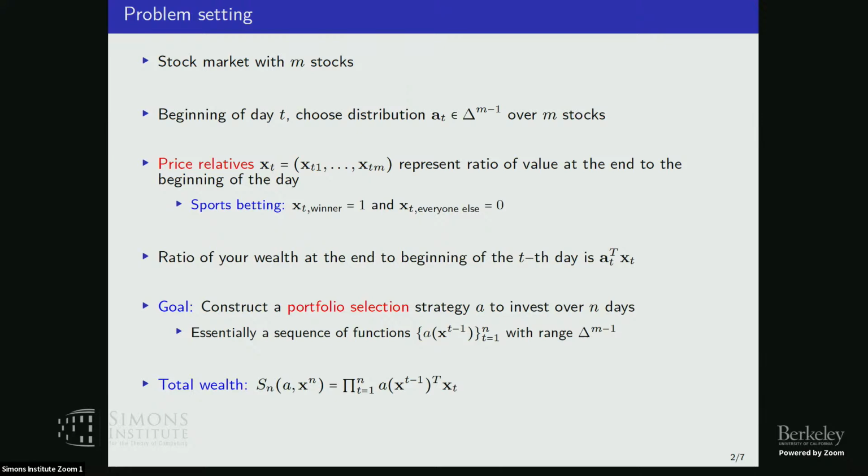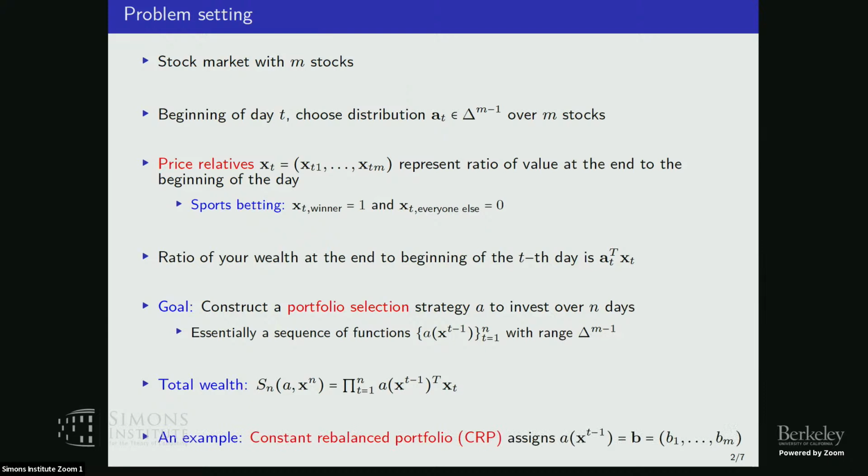So on each day, you get a probability distribution over 1 through M. And if you sequentially invest over N days, the ratio of your wealth finally to that on day number 1 is just the product of your ratios each day. And then it turns out to be this value. And what you're hoping for is that this S_N is large, right?